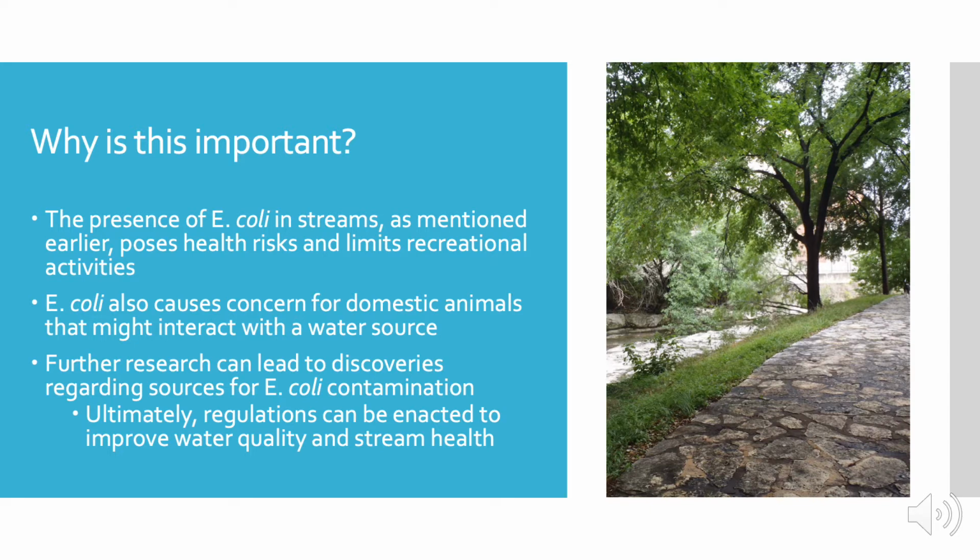On a more optimistic note, further research can lead to discoveries regarding sources for E. coli contamination. With this, we could isolate specific contributors of E. coli contamination and either remove these sources or enact regulations to limit their effects. Ultimately, regulations can improve water quality and stream health. Waller Creek, with enough dedication and revitalization, could see a reduction in E. coli colonies and an improvement of its urban environment. It may one day be available to recreational public use.